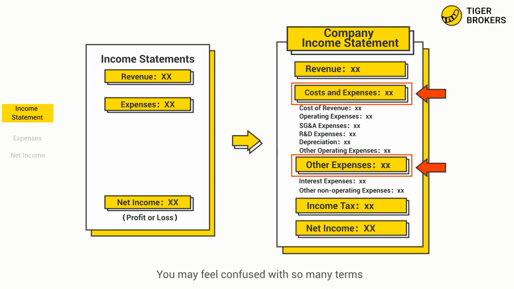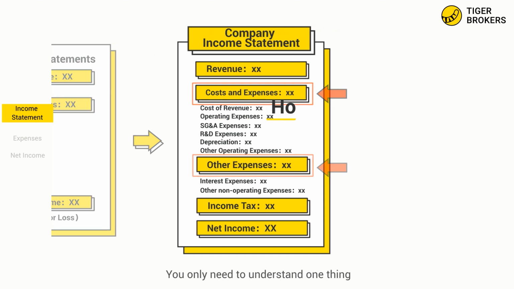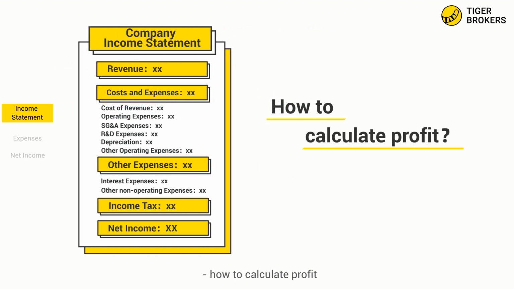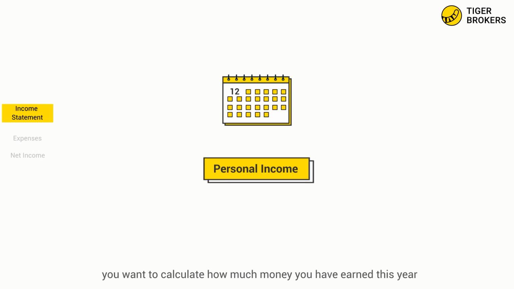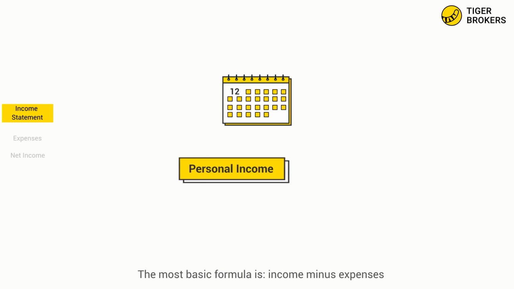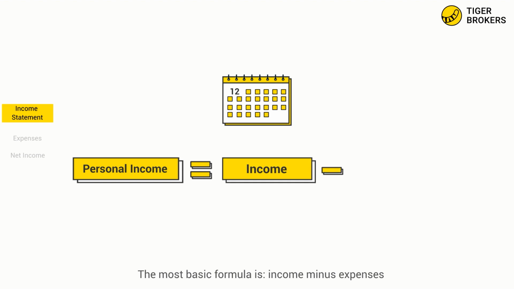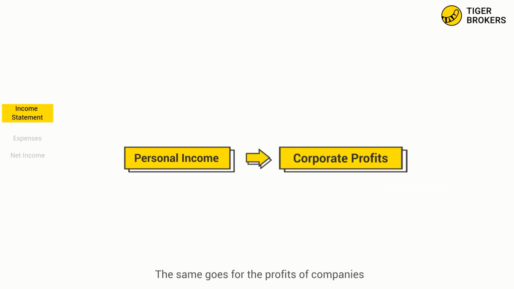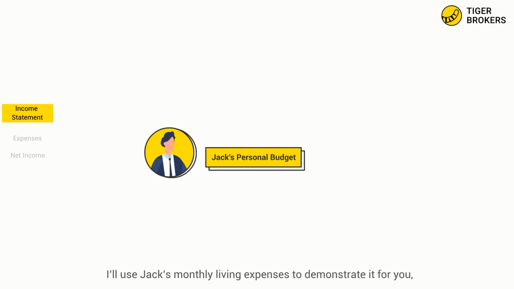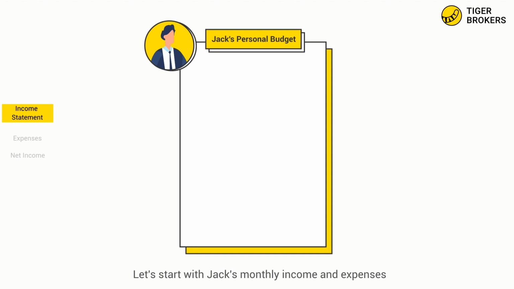You may feel confused with so many terms. It's okay. You only need to understand one thing: how to calculate profit. Let me give you an example. At the end of the year, you want to calculate how much money you have earned this year. The most basic formula is income minus expenses. The same goes for the profits of companies. I'll use Jack's monthly living expenses to demonstrate for you, and you'll understand. Let's start with Jack's monthly income and expenses.